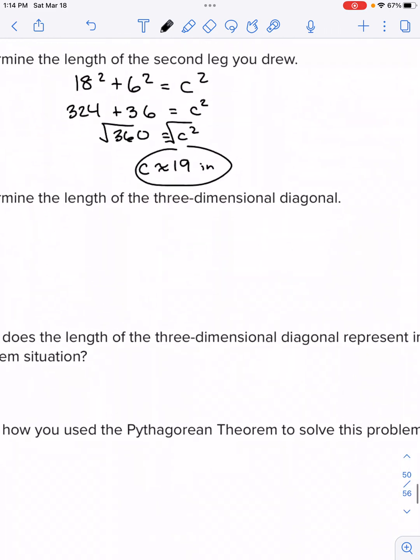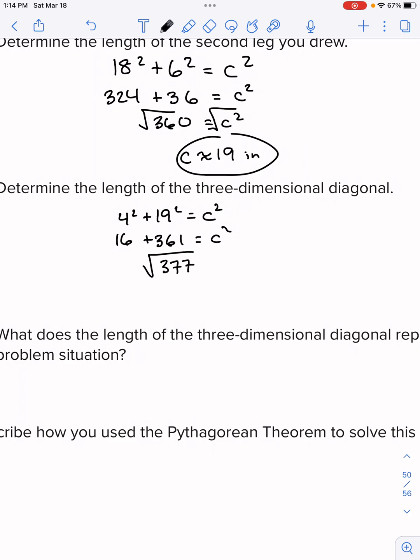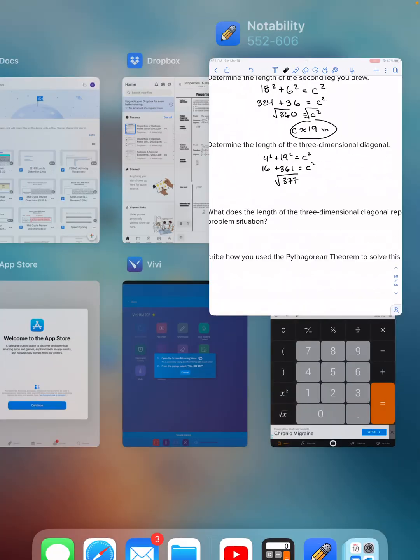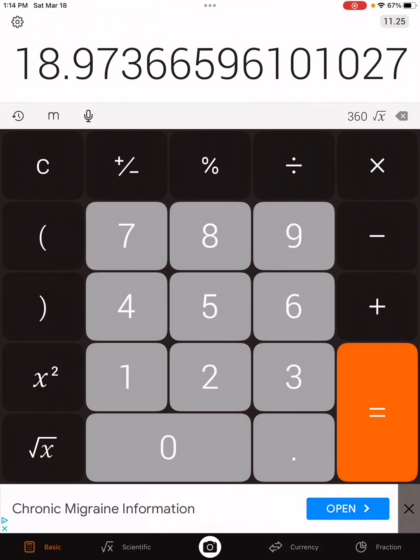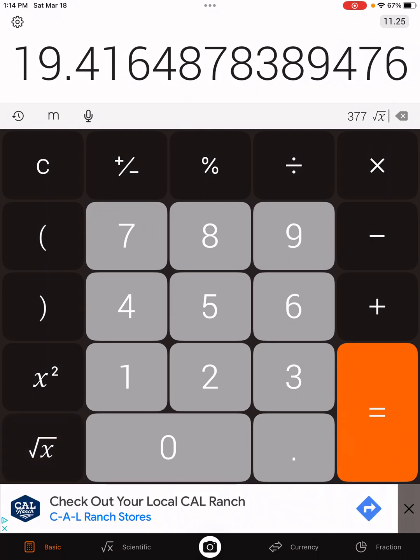So 4 and 19. We're going to have 4 squared plus 19 squared equals C squared. This is 16. 19 times 19 is 361, equal to C squared. If you add this, this is 377. We're going to take the square root of that. The square root of 377 is 19.4.